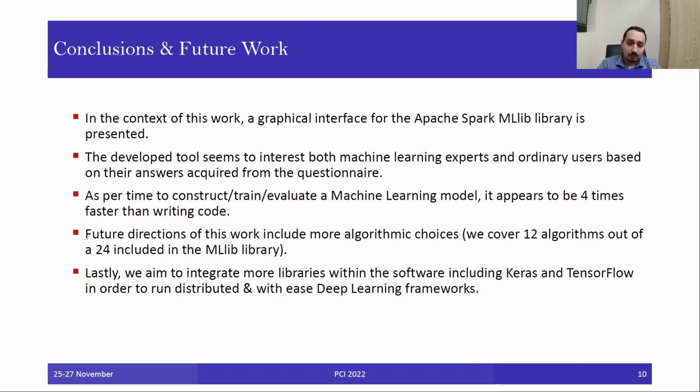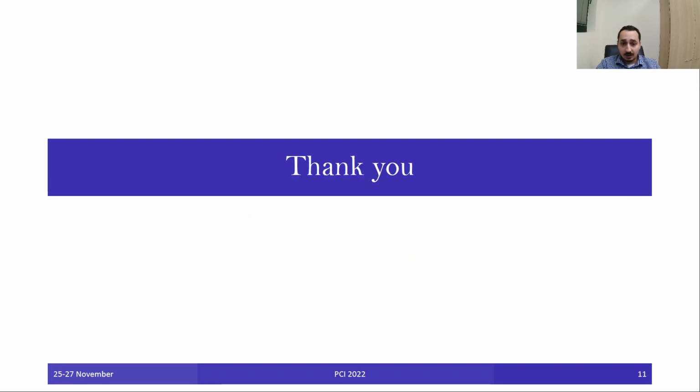Future directions of this work include more algorithmic choices. At this time we covered 12 algorithms out of 24 included in the MLlib library of Apache Spark. And lastly, we aim to integrate more libraries within the software, not only the MLlib library but others, including Keras and TensorFlow, in order to run distributed with these deep learning frameworks. That was pretty much it.